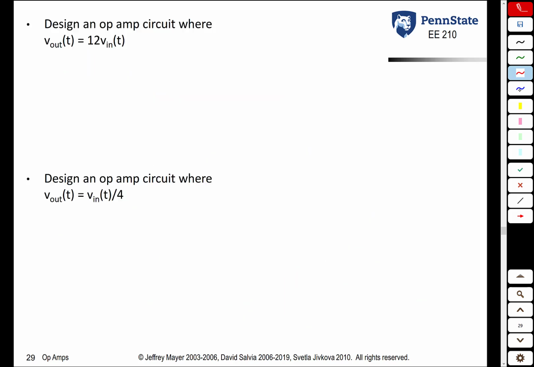Let's do a couple examples. First example, we want to design an op-amp circuit where the output voltage is 12 times the input voltage. So this is a positive gain, so we want a non-inverting amplifier. Basically, we want 1 plus R2 over R1 to be 12, or you want the ratio of these two external resistors to be 11 to 1.